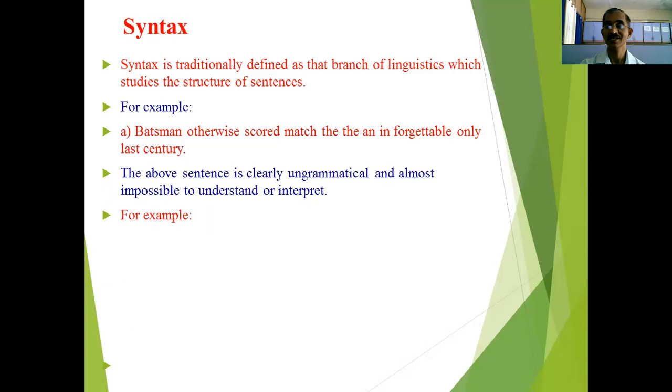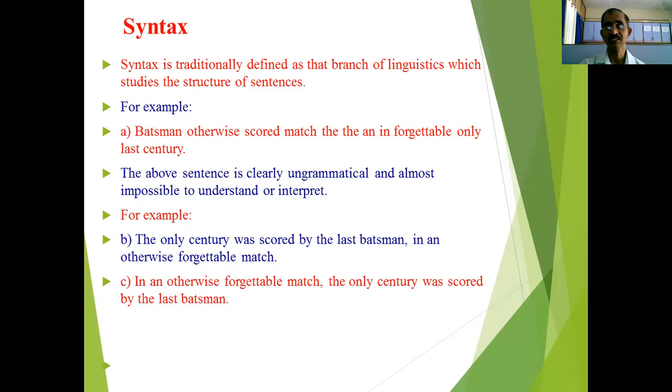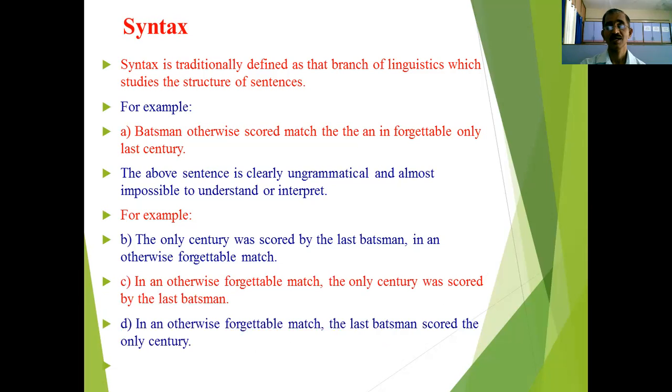Now let us see the other examples. Listen carefully. In sentence B: The only century was scored by the last batsman in an otherwise forgettable match. Now the third sentence: In an otherwise forgettable match, the only century was scored by the last batsman. Then D: In an otherwise forgettable match, the last batsman scored the only century.